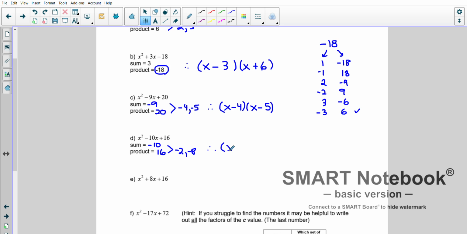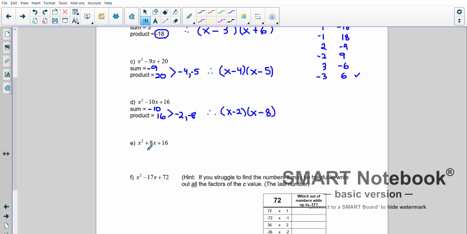So x minus 2, x minus 8. So when you're doing this on an assessment, you're just going to be given the question like this. So you're going to have to know, and I usually just use an S. Sum is 8, product is 16.